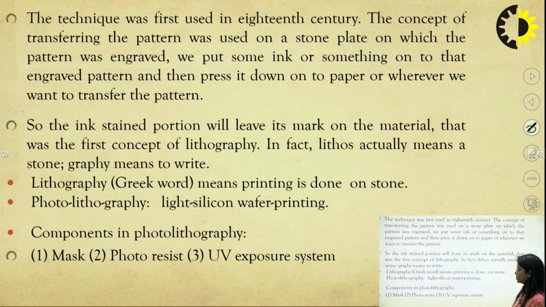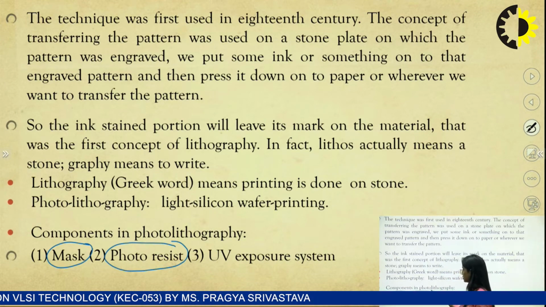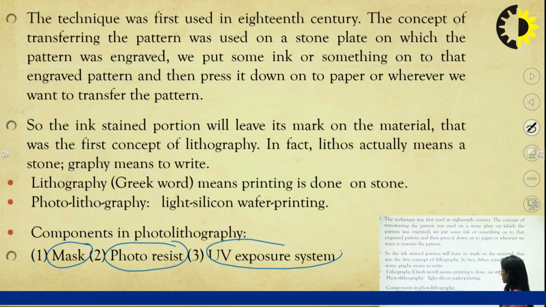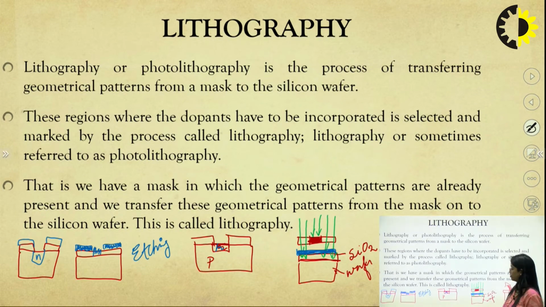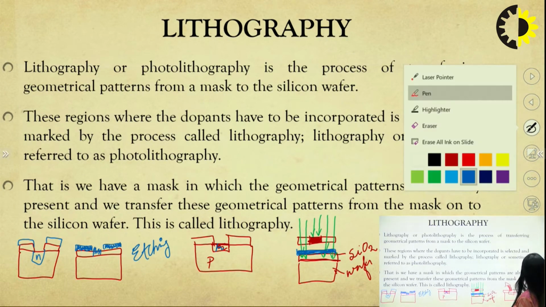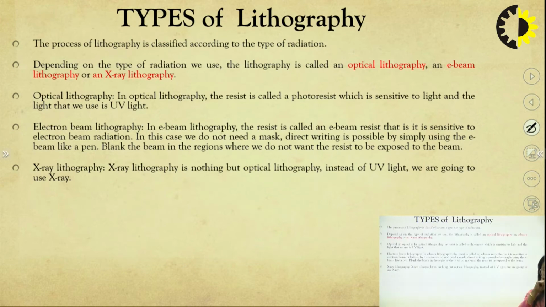So the three components which we have here are, first, the mask, second, the photoresist, and third, the UV exposure system. The mask is the one starting from here. Second is the photoresist, this blue layer is the photoresist, and then the UV exposure system. The third, the green rays, are the exposure system.